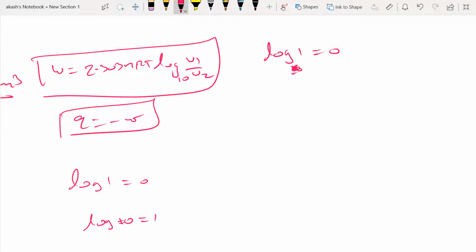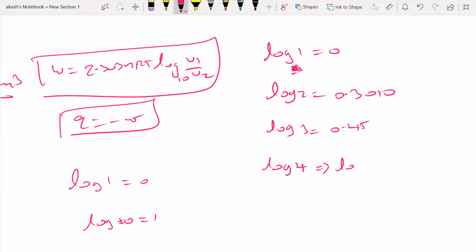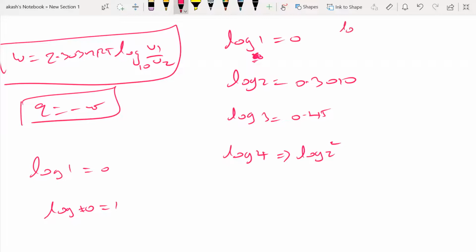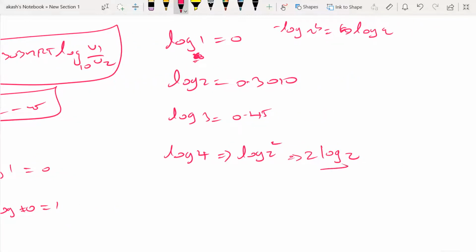Okay, fine. So log 1 value is 0, log 2 value is 0.3010, and log 3 value is approximately 0.45. Then log 4, how can I write log 4? You can write it as log 2 squared. I told you a relationship like this: log of a to the power b is nothing but b log a. The power will come in front. So you can write it as 2 log 2. I already know the log 2 value, 0.3010. So you'll get the log 4 value as 0.6020.